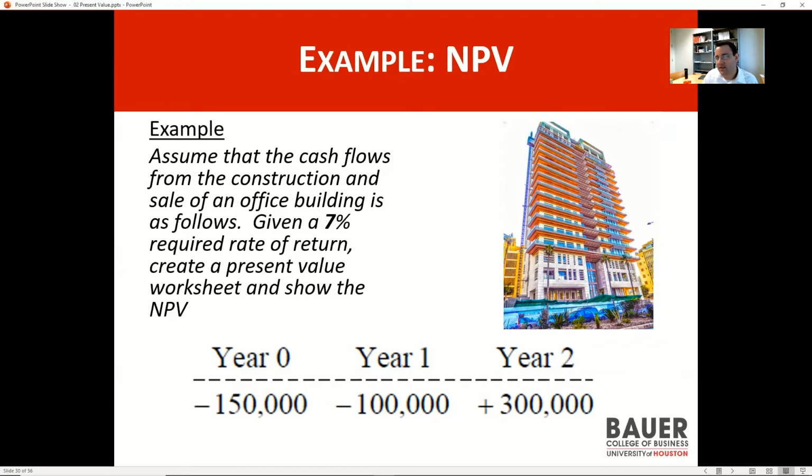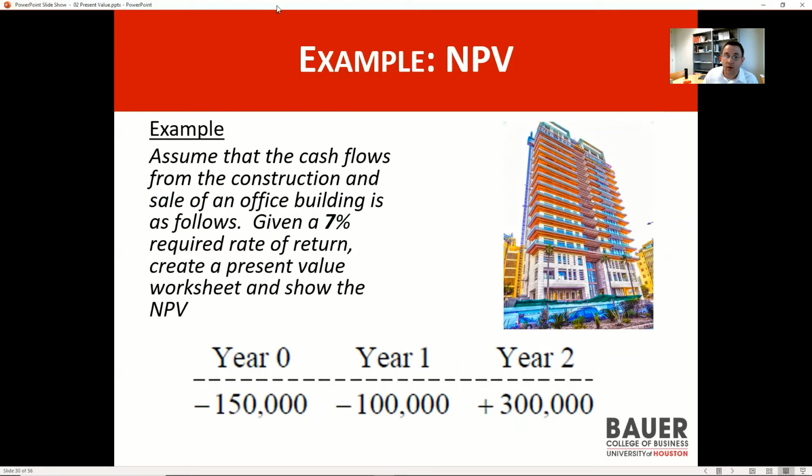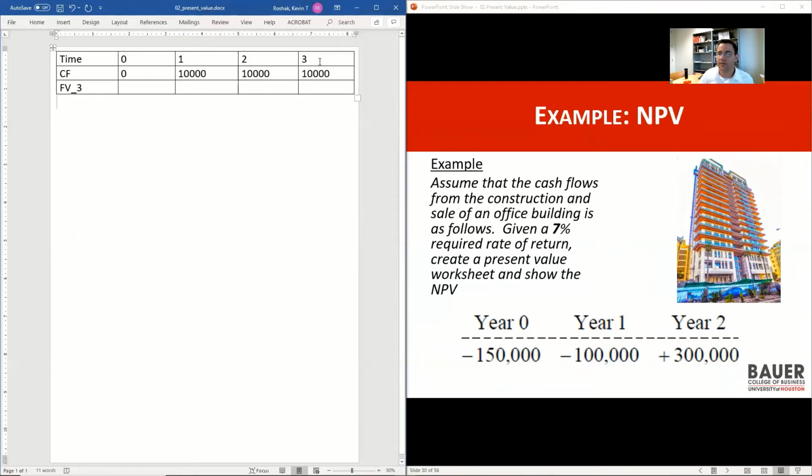Okay, so the question is, is this a good deal or not? Should you undergo this construction project if you're a home builder, if you're an apartment builder? We're given a discount rate of 7%, so we have everything we need. We have the cash flows, we have the discount rate. We just plug it into our present value formula and see whether the good cash flow here, the time 2 cash flow, is better or worse than these negative cash flows, the negative $150,000 and $100,000 at time 0 and 1.